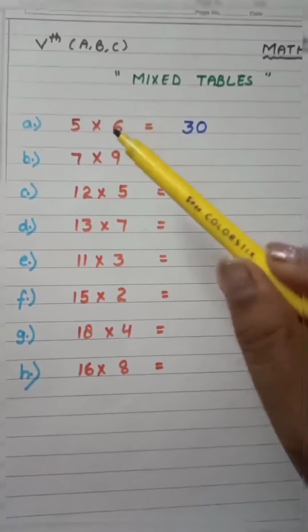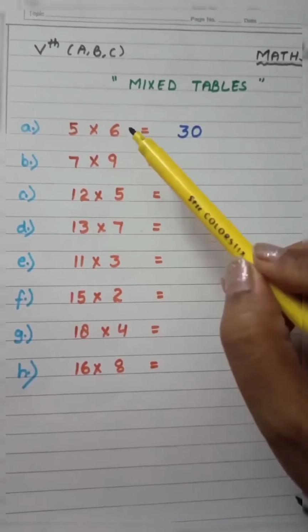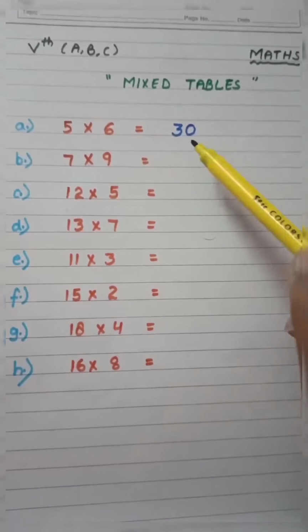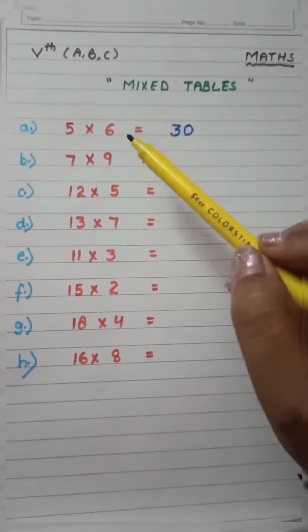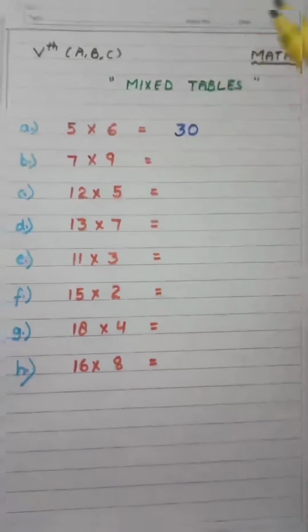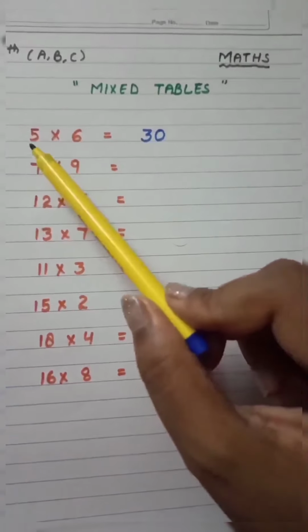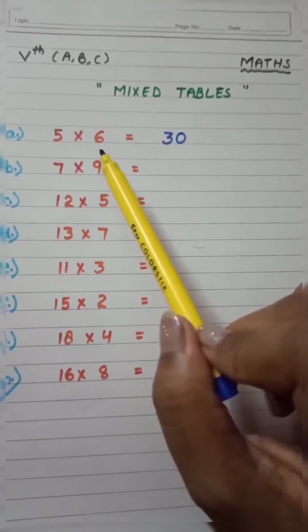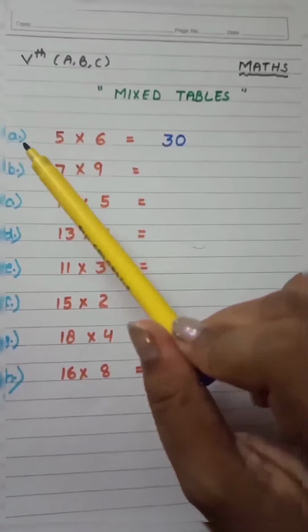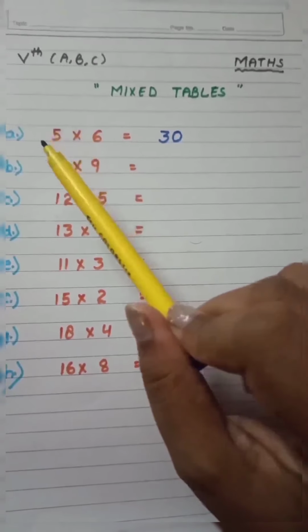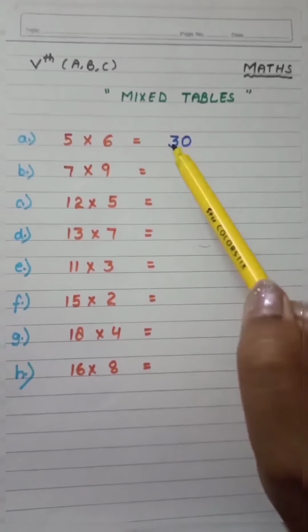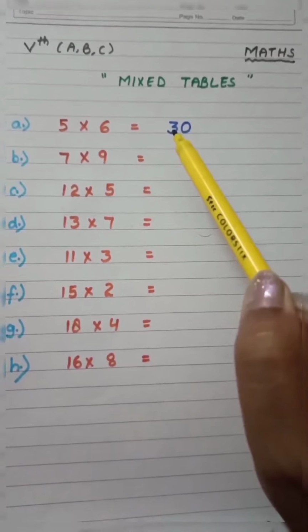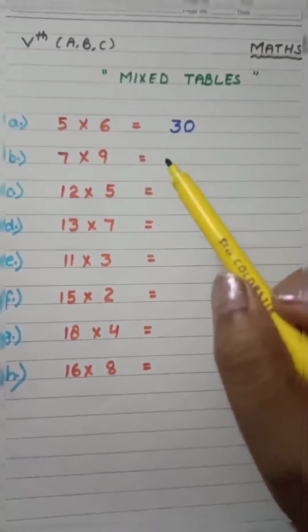See, A part is 5 6s. So here we have to read out the table of 5, or maybe you can also read the table of 6, because as you all know, 5 6s are 30, and if we read the table of 6, then also we will get the same answer. It means 6 5s will also give us the same answer, that will be 30. Now let us move on to B part.